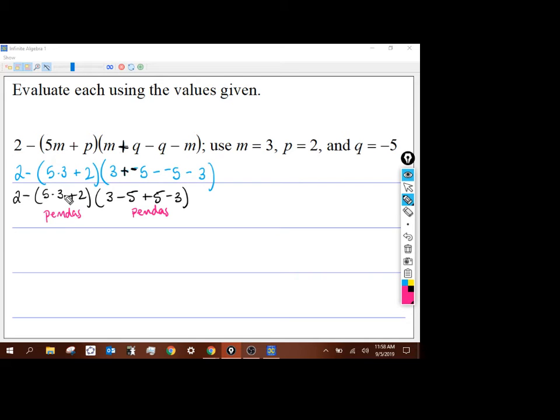Okay, so I'm going to leave this 2 out in front alone, and what's this going to turn into? Okay, good. So you did the 5 times 3 first, you got 15, and then added 2 to that and got your 17. That's fine. So you did 2 steps there at once. I'm okay with that. The second grouping here, it's all addition and subtraction, so you can go left to right. You've got 3 minus 5 plus 5 minus 3. What are those 5s going to do to each other? Cancel each other out, right?